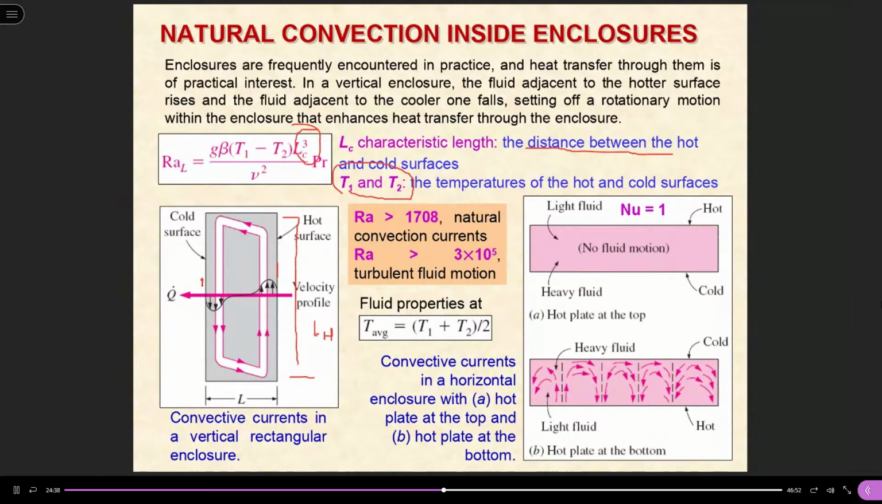Now within this layer, the flow can also be turbulent or laminar. We use this criterion to judge if the flow is laminar or turbulent. So this is one thing.